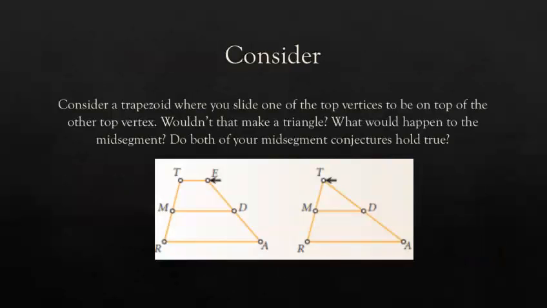So consider a trapezoid where you slide one of the top vertices to be on top of the other vertex. Wouldn't that make it a triangle? So here we have a trapezoid. If you keep pushing E so that it's on top of T, we would make a triangle. What would happen to this midsegment? Well, the average of RA and point T has no length. So average would be you cut that in half, and that's what the midsegment is of a triangle.